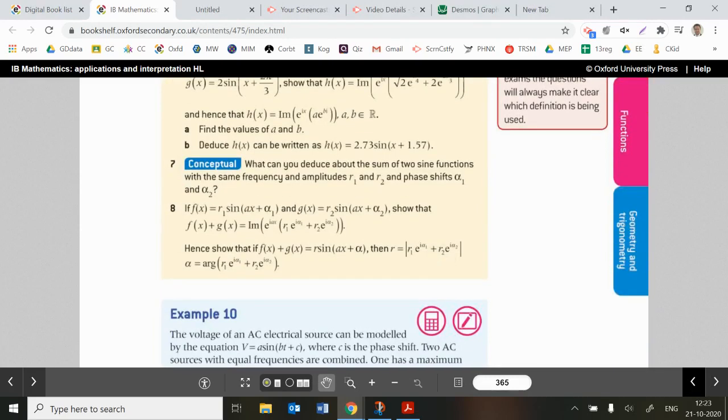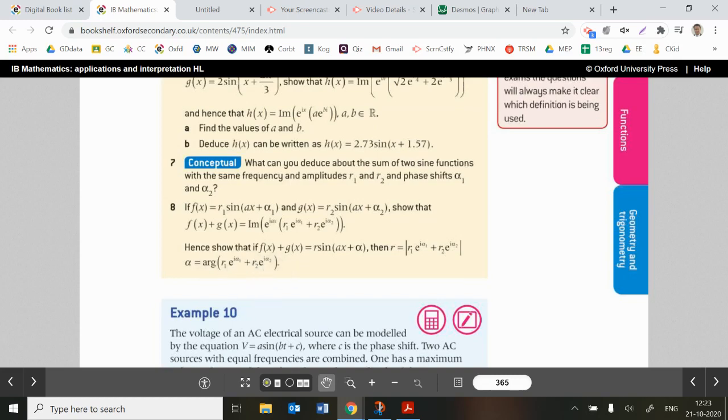So again, we want to work out the modulus of R1 e^(i alpha 1) plus R2 e^(i alpha 2), and again, the argument of that complex number as well. And it's just to note that R2 is going to be negative in that situation.